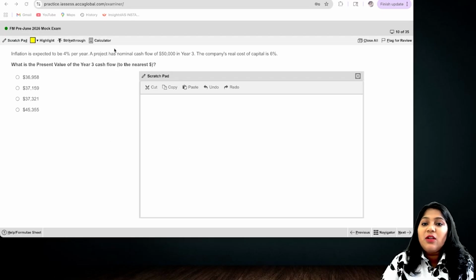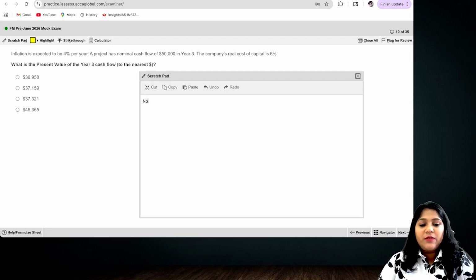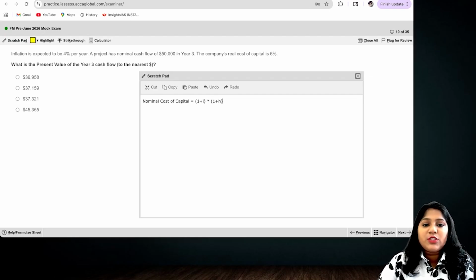To calculate the nominal cost of capital. So how do you go ahead and calculate the nominal cost of capital? See, Fisher's formula, guys: nominal cost of capital is calculated using 1 plus I into 1 plus H. H is nothing but inflation. Correct?